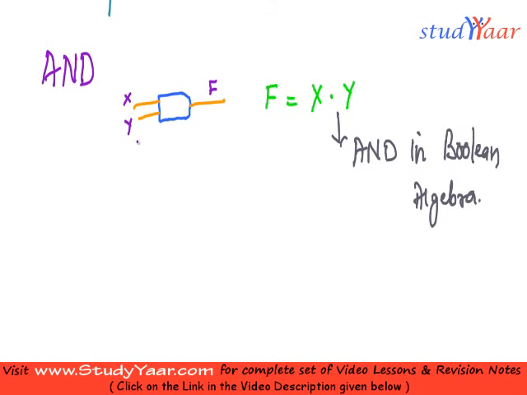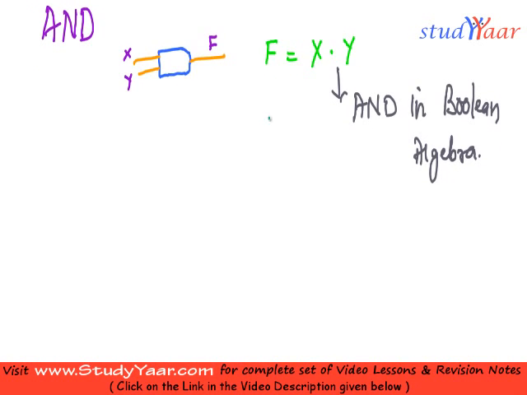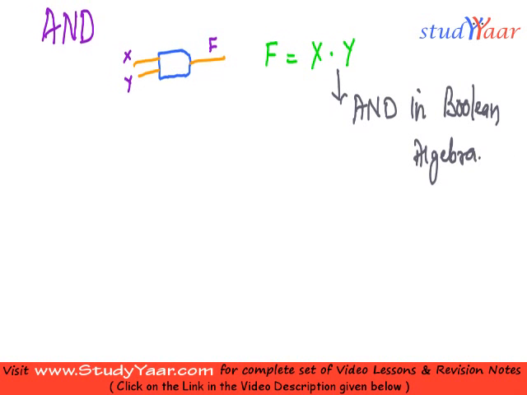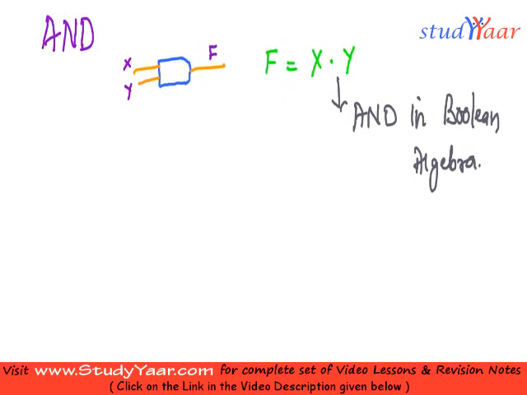So let's see what happens to F when we change the value of X and Y. For that we would look at the truth table of AND function. What is a truth table? Truth table is something that gives me all possible combinations of inputs and the corresponding output value.